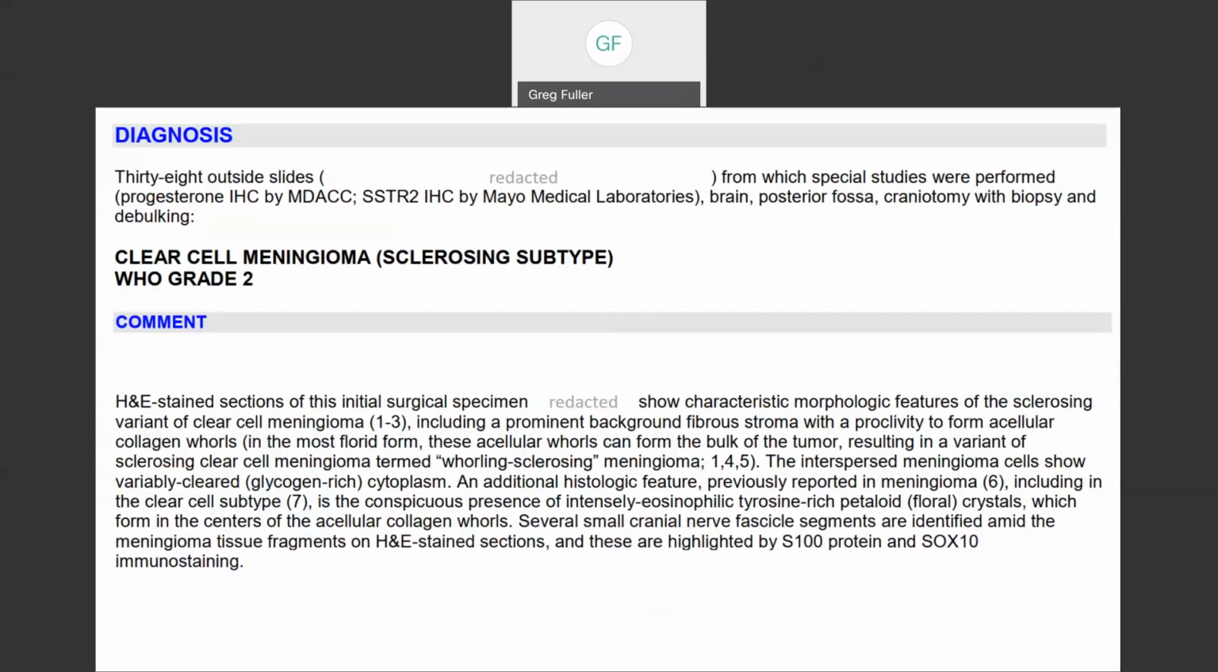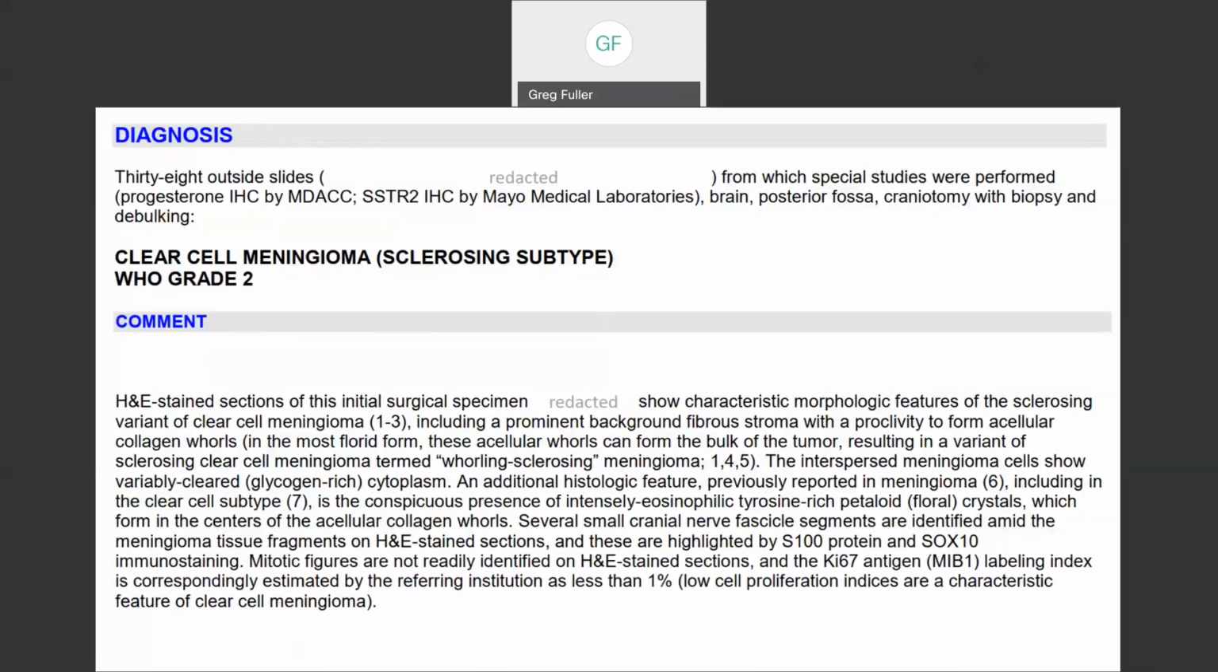Several small cranial neurovascular segments are identified amid the meningioma tissue fragments on H&E stained sections, and these are highlighted by S100 protein and SOX10 immunostaining. I think that's an important detail to have there, and it sort of explains a little bit why this meningioma is following the course of the trigeminal nerve. Maybe it originated from the intimate leptomeninges surrounding the nerve and is tracking along its course. We got some of the fascicles along with the resection, debulking.